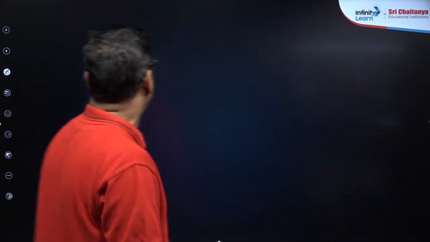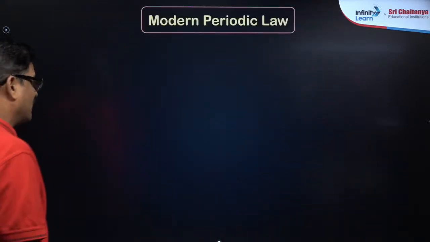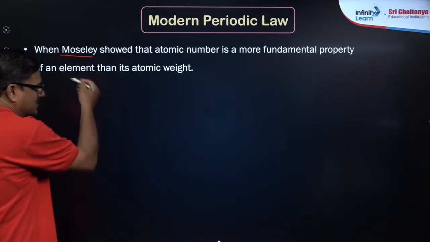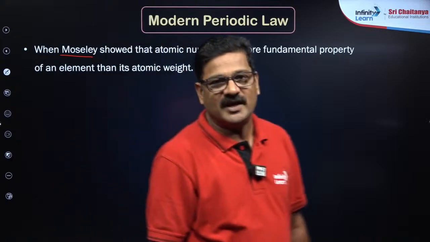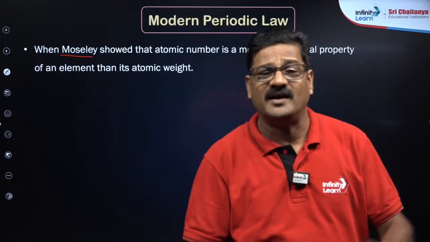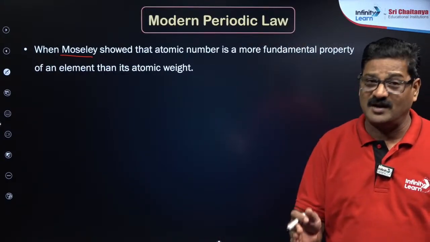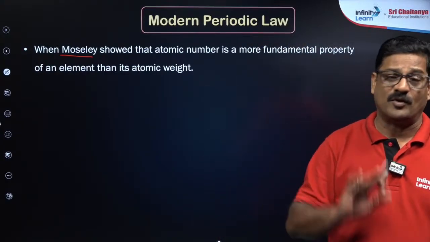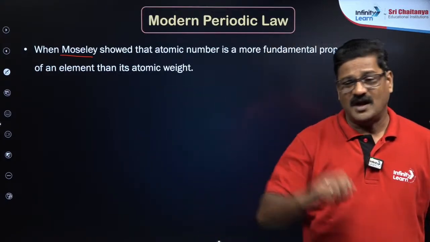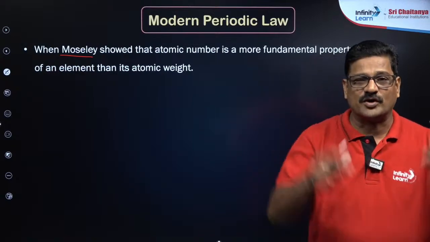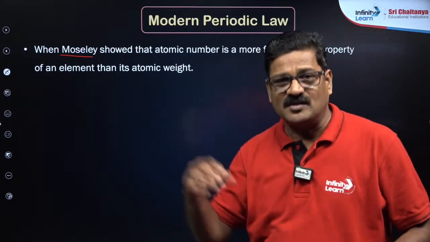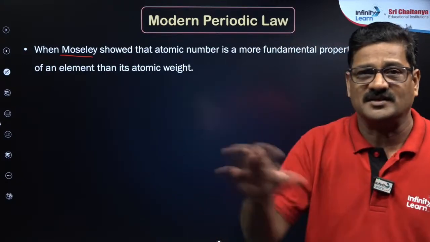Now we are starting with Moseley's periodic table and talking about the modern periodic table. This was first initiated by Moseley. He discovered atomic number from his X-ray discharge tube, and he said that atomic number is the fundamental property of an element. He took the Mendeleev periodic table and removed all the elements, so the table became blank. Instead of atomic weight, he took atomic numbers and arranged the elements.